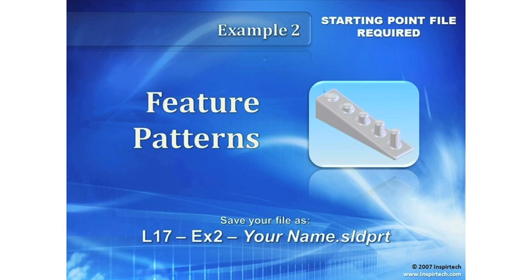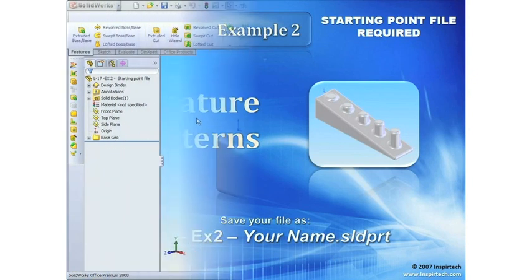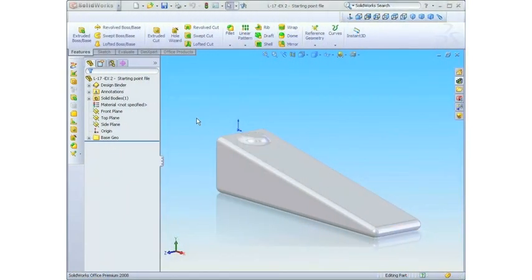This is example 2 for the feature patterns lesson. A starting point file is required. To begin example 2, again I've opened up my base geometry and saved a copy of it in my own personal working directory.